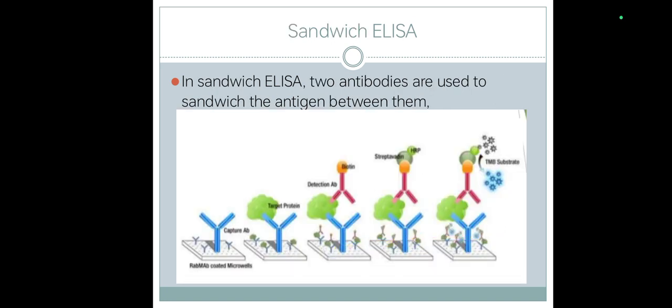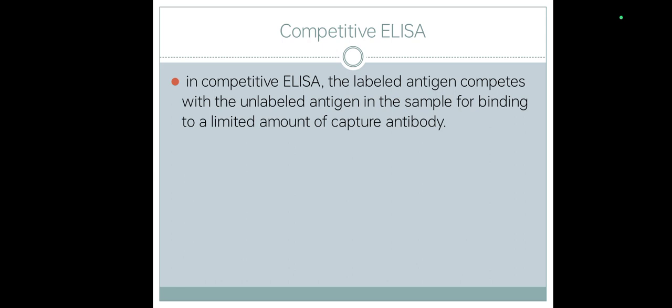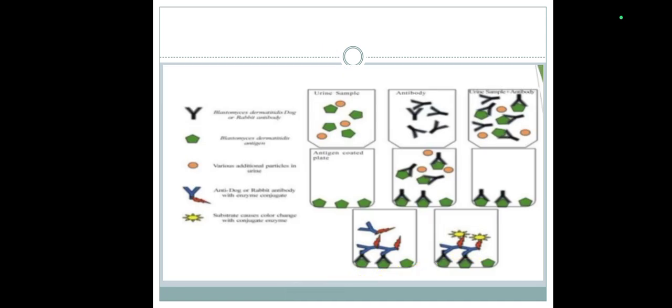Sandwich ELISA. In sandwich ELISA, two antibodies are used to sandwich the antigen between them. Between two antibodies, antigen is sandwiched. Competitive ELISA. In competitive ELISA, the labeled antigen competes with the unlabeled antigen in the sample for binding to a limited amount of capture antibody.